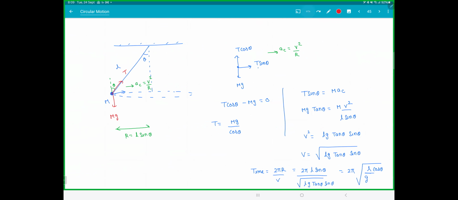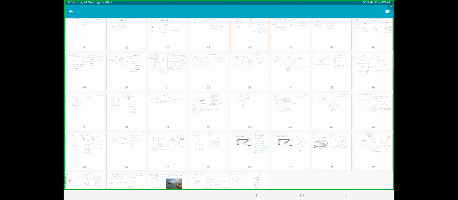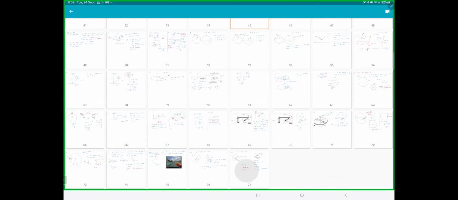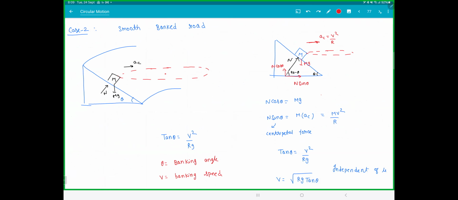Don't blindly write the forces. Always when you draw an FBD, understand. Remember the third step? Resolve the forces and the accelerations along x and y axis. So there is an acceleration component here. You can't do that. Is this clear, everyone?